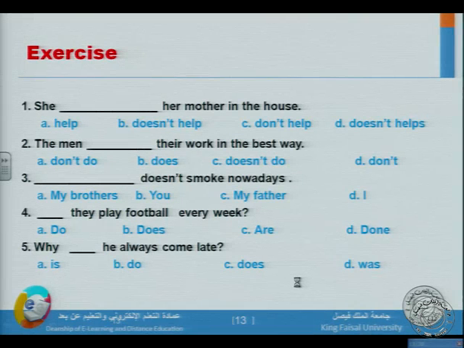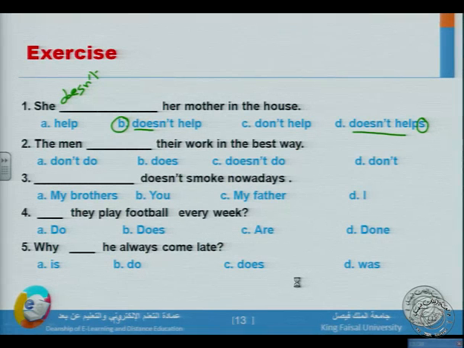She, her mother in the house. Help, does not help, not help, does not help. She does not help. This is the answer. Does, لأنه she تأخذ does. Okay? والنفي does, doesn't. Okay? هذه الجملة خطأ لأنه فيها s. بعد doesn't الفعل لازم يكون مجرد ما عليه أي إضافة.